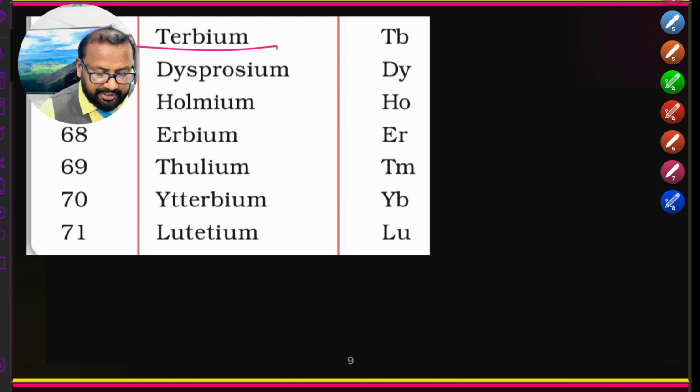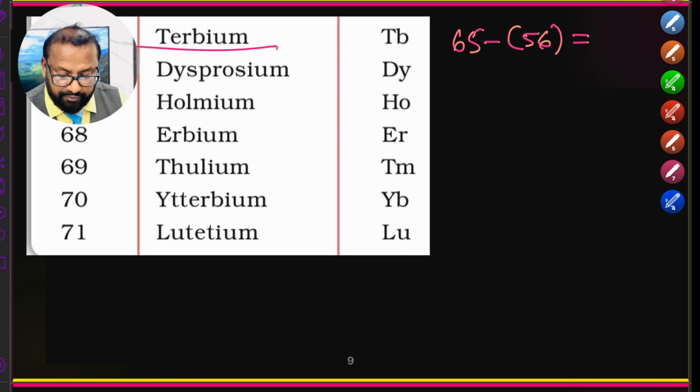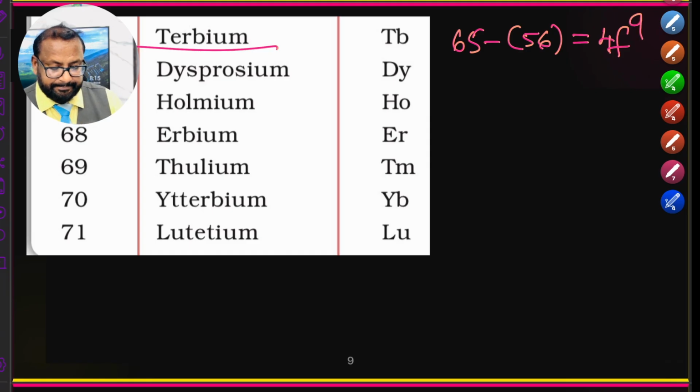I have to write for the 65th element. So what I will do here, 65 minus 54 plus 2, 56. So this is going to give me 4 plus 5, 9. So it gives me f9 configuration.